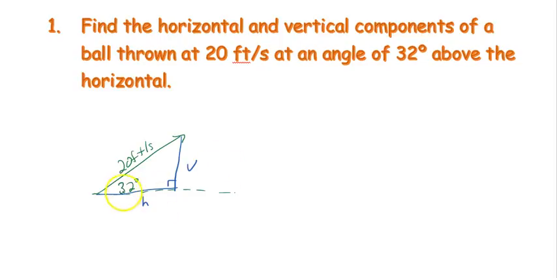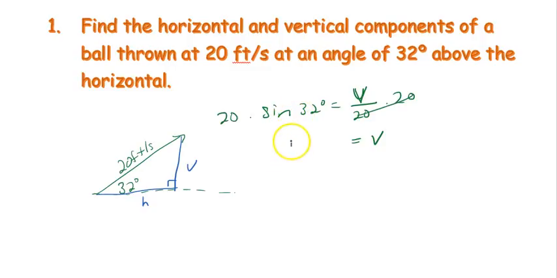Okay, and then I go back to sine, cosine, and tangent to find these. So I'm just using standard trig. In this case, I have the hypotenuse. I need the opposite side. I'm going to do that first. Opposite and hypotenuse go with sine. So sine of 32 is v over 20. And I'm going to multiply by 20. They cancel out over here. And then I can type in 20 times the sine of 32 and get 10.59 feet per second.